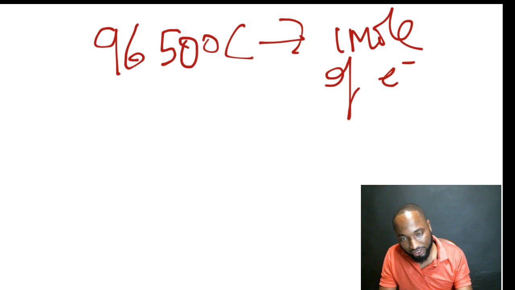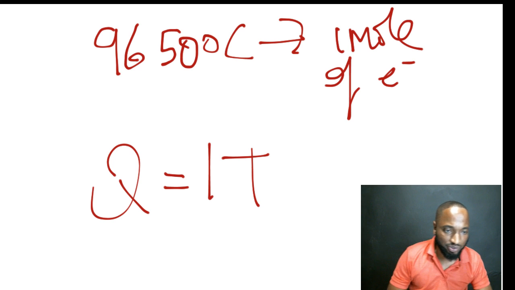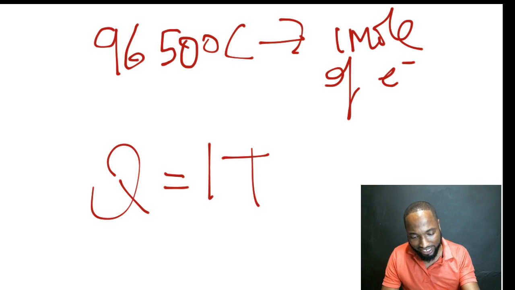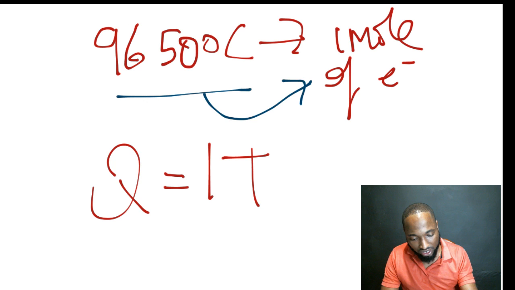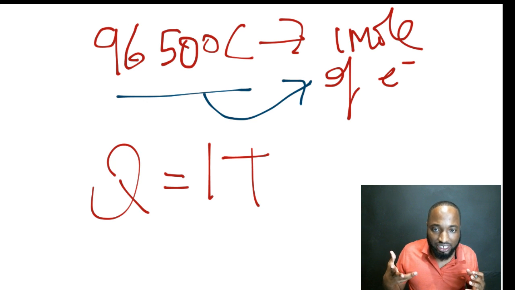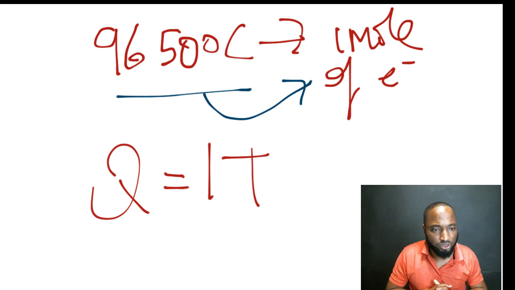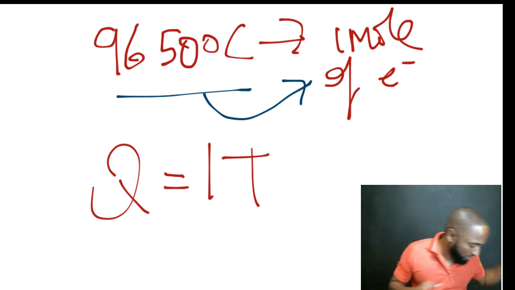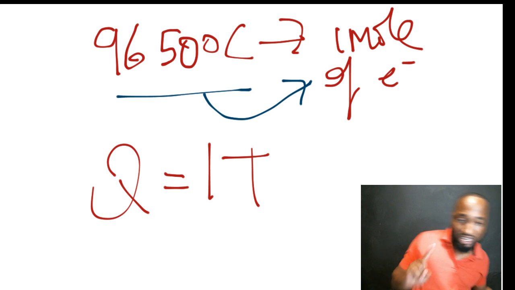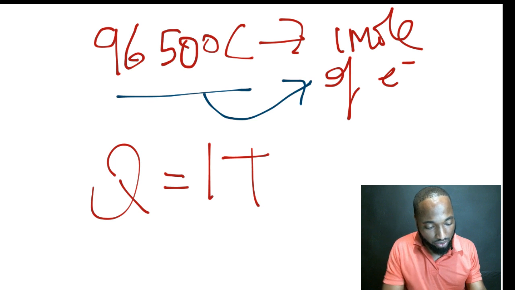So you need to know this, and you need to know Q is equal to IT, and you need to know that definition for the Faraday constant. It basically is this. This is the amount of charge in 1 mole of electrons. That's it. Faraday's constant, 96,500 coulombs. 1 mole of electrons contains 96,500 coulombs. That's it. 1 mole of electrons contains that amount.